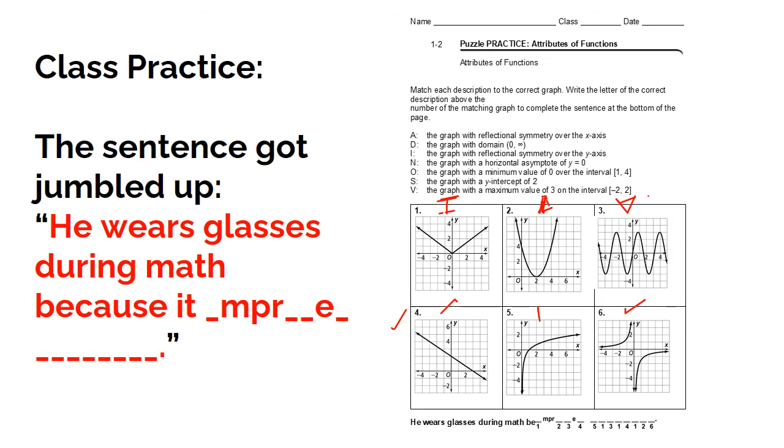Goodness gracious. Okay. So here, I didn't realize that the sentence got merged together, but it should be he wears glasses during math because it improves division. You get it? Improves division. You get it? It improves division. Yeah. Okay. All right. Don't get it. It's okay.